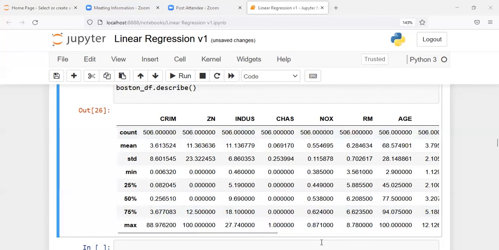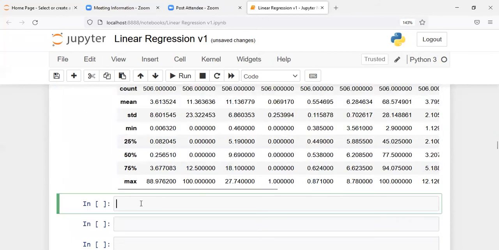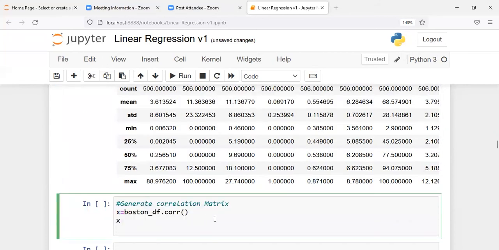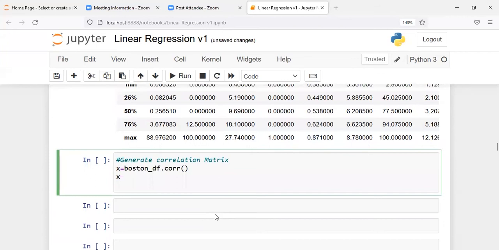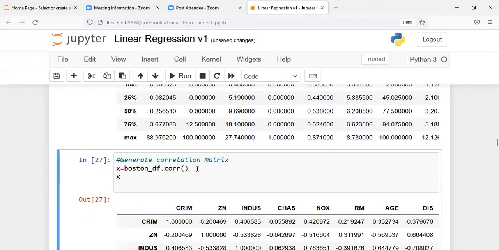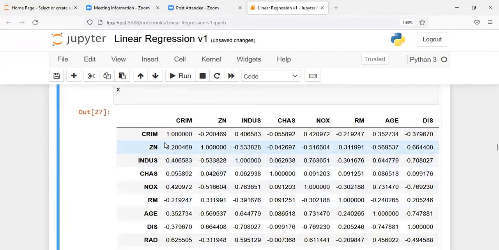Now that we have described the data set, what is the next step? The next step would be to generate a correlation matrix. We'll be using a very simple function, the corr function, to generate a correlation matrix. As you can see here, for all the variables, you see correlation values being displayed. Some of these values are negative, others are positive.